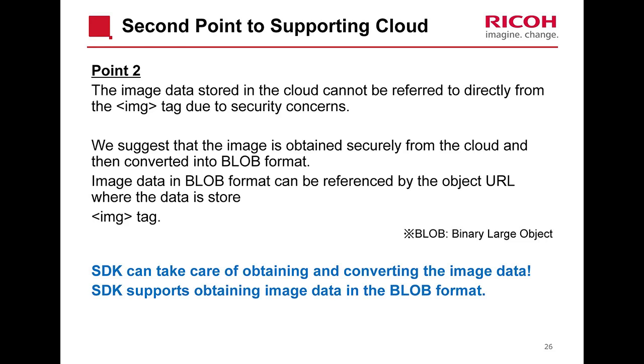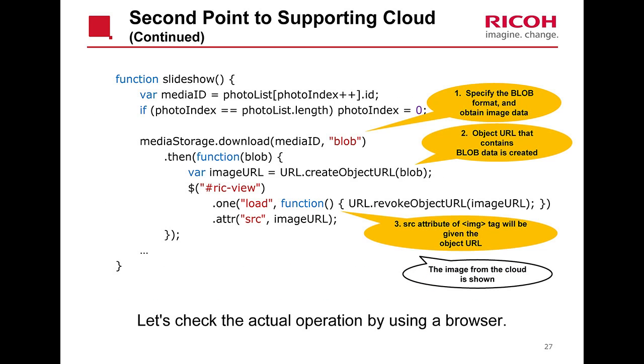So, two steps are required: obtaining data from the cloud in the blob format and creating an object URL that refers to it. We recommend you to design the processing to display the images stored in the cloud through these two steps. Our SDK allows you to use an API to download data in the blob format. Using it helps you to implement the processing easily. I'll explain this also with actually showing the source code.